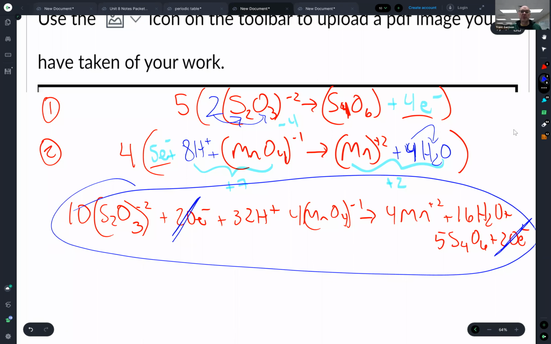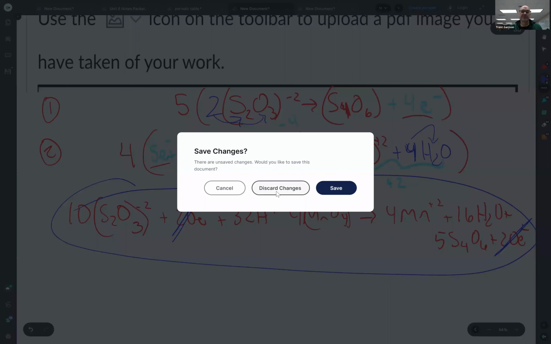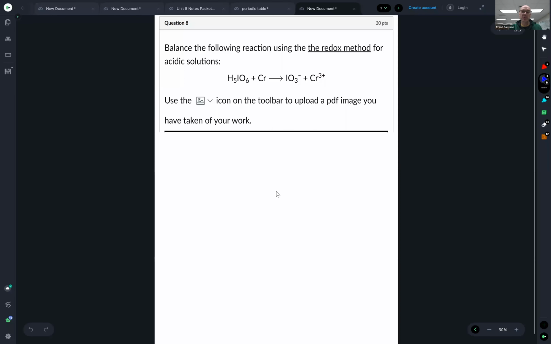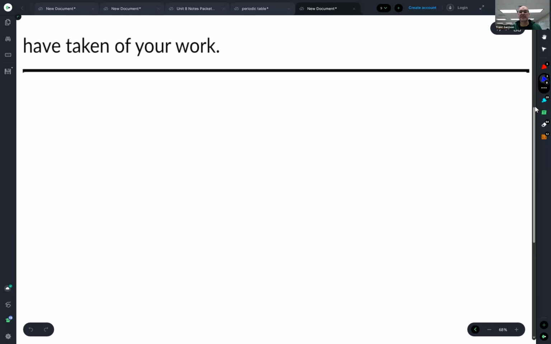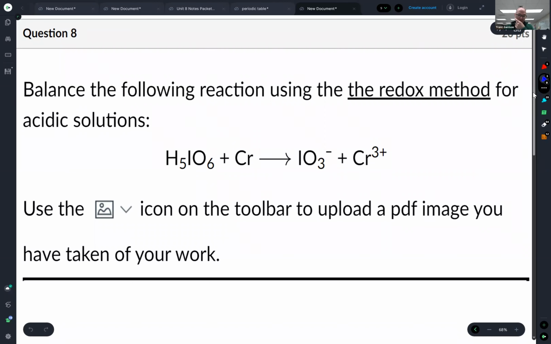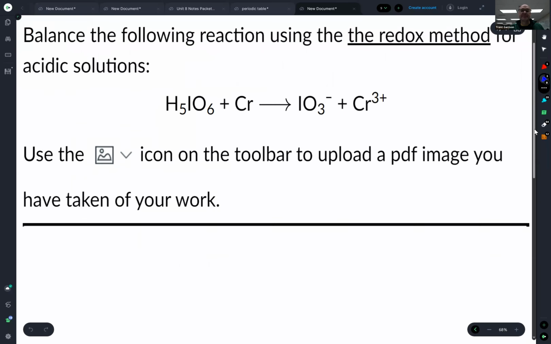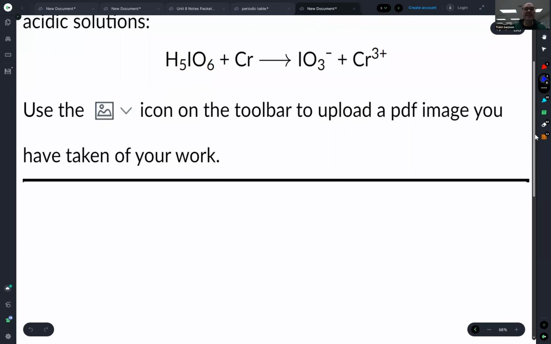Okay, I'm going to move on now to question number 8. Same exact process. Let's see where the mistakes lie. So half reactions, easy to see. So I'm going to split this up for the iodines and for the chromiums. All right. So I will start with one of the easy ones. I'm just going to put the chromium, and it's going to turn into chromium plus 3.